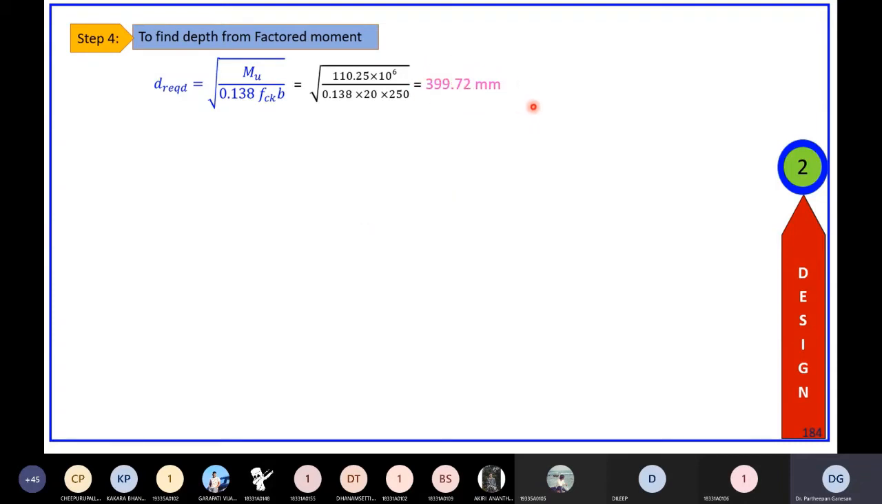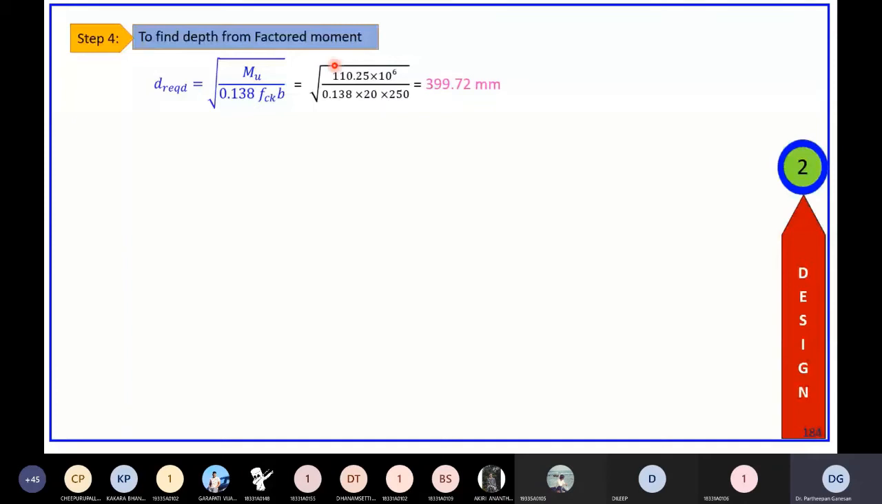399.72. Remember this, 399.72 is coming. What was the depth you got from the L by D ratio? Anyone remember? In the first step, we calculated the span by depth ratio as 7. We got only 280 something, right? So if you provided 280 or 300, obviously your beam will not be able to take this 110.25 × 10^6 Newton millimeters moment, because the depth required for a balanced section is 399.72. Is that clear? That is why I have taken 400 something.